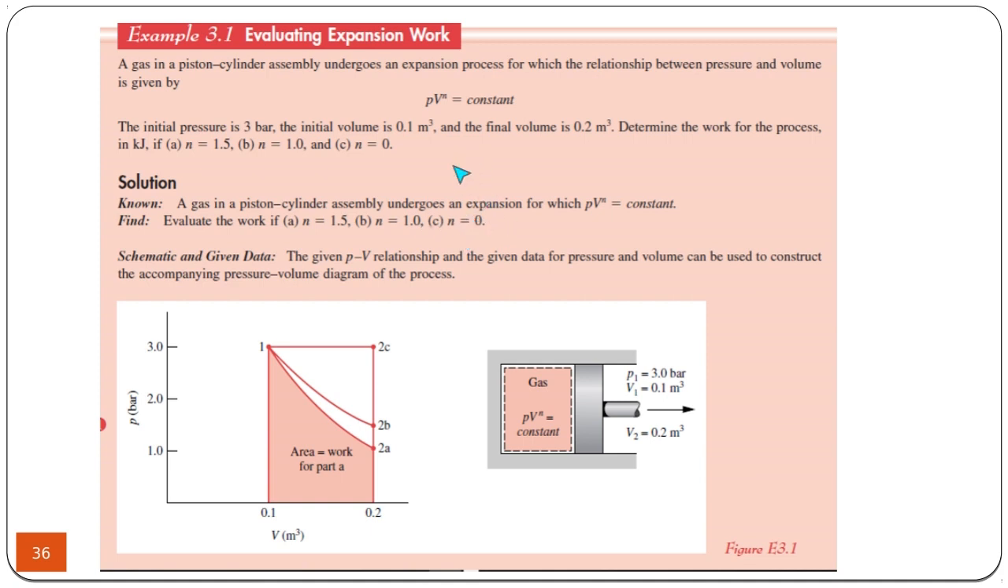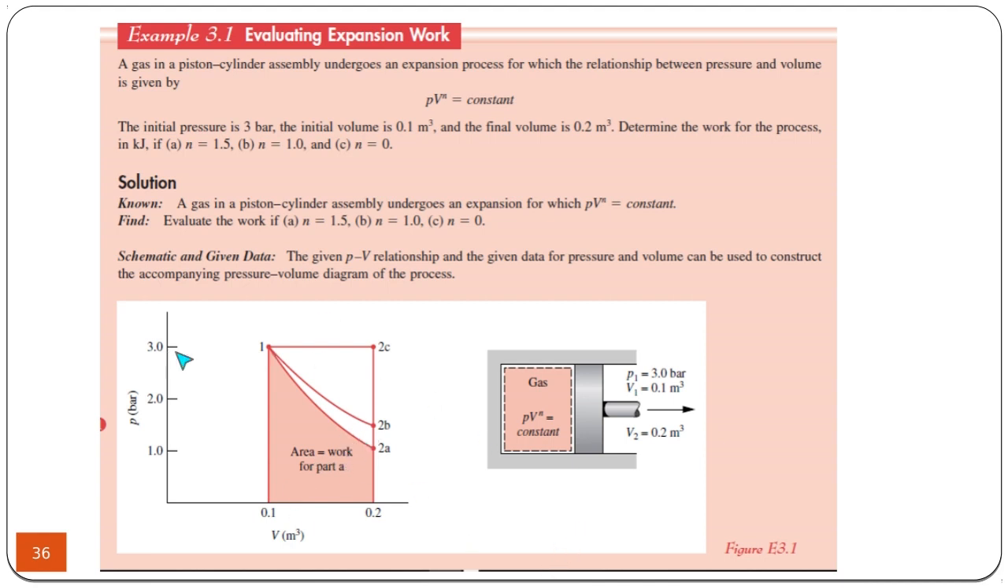What does it mean to have N is 0? When N is 0, V to the N is 1. So it's constant pressure. If N is 0, it's constant pressure. Otherwise, depending on the value of N, you get some other relationship between P and V. And because of the different relationships, the area under the PV curve is different, meaning that the work is different.